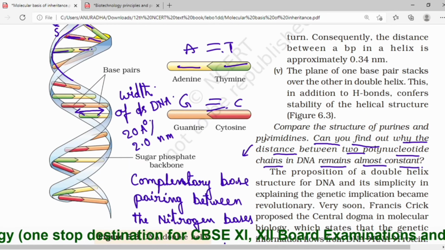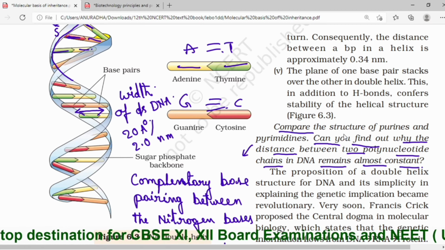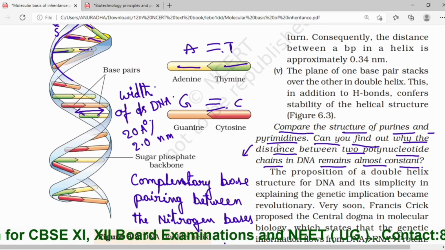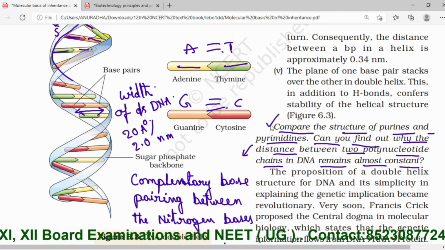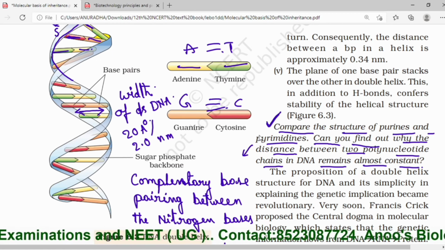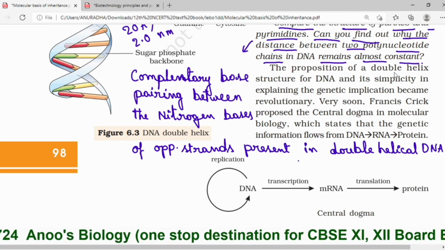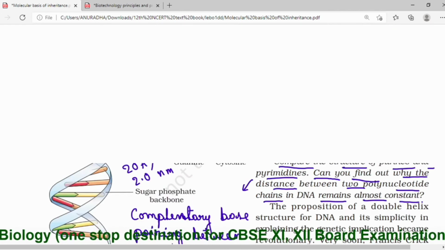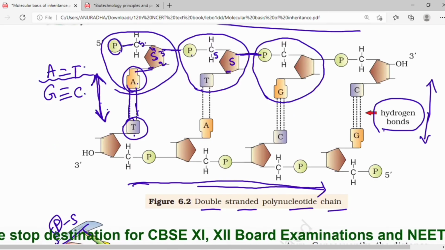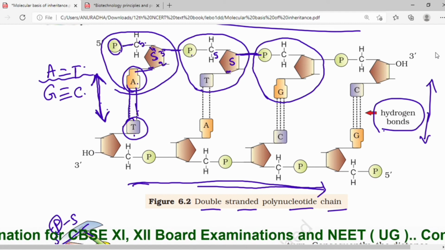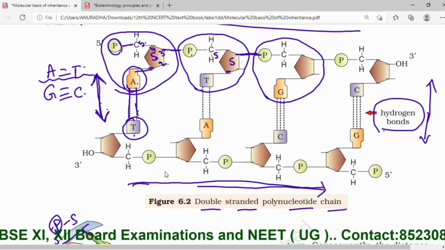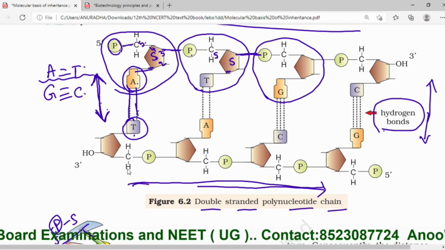Another question here is: compare the structure of purines and pyrimidines. For this question, I explained in the previous video, yesterday's video. Please do watch that video also. Along with this, I want to explain what polarity is, what the 5' end and the 3' end are of the strands present in double-stranded DNA.